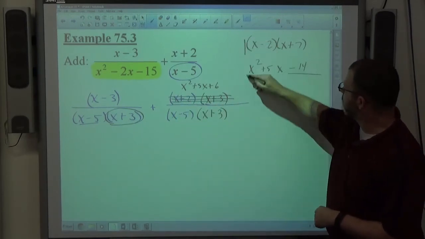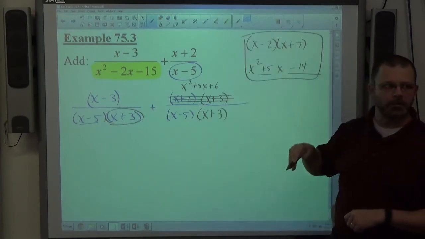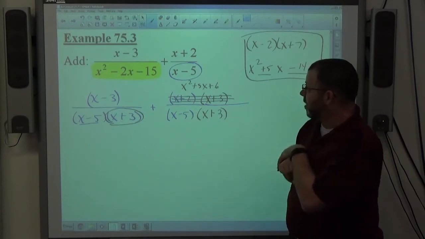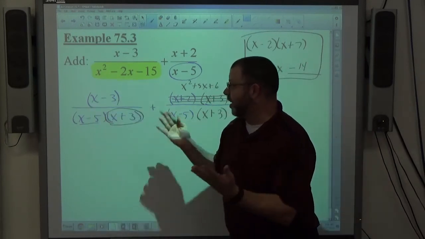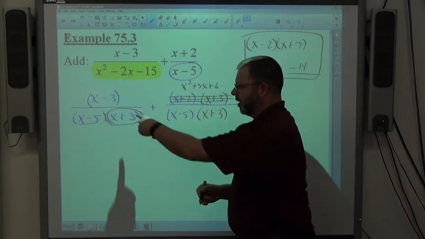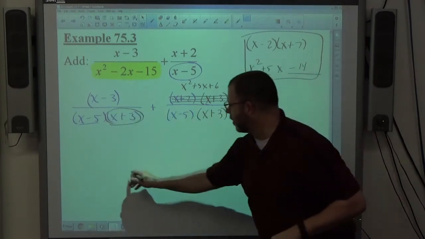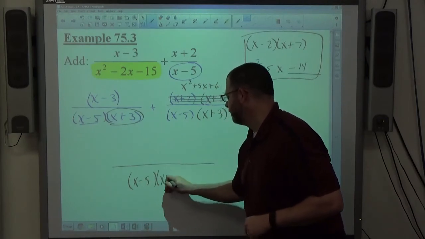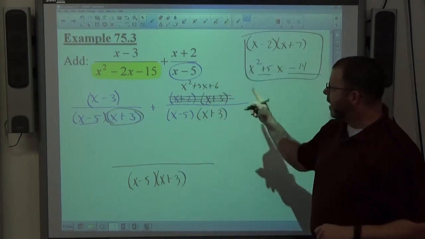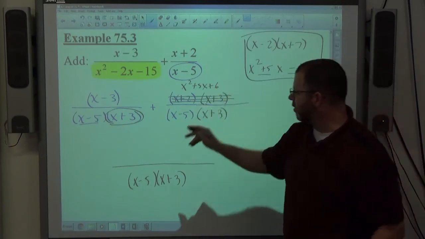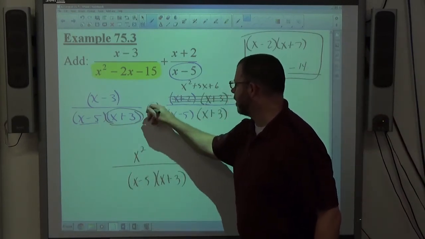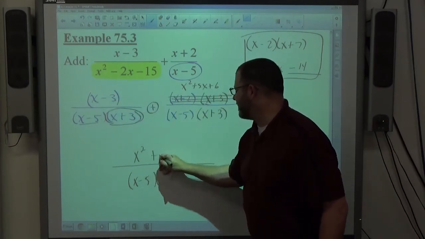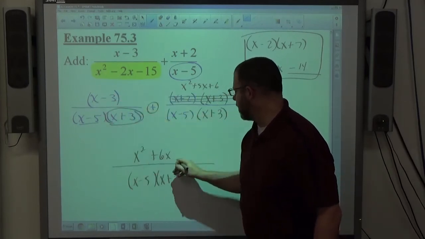That was just some random number I threw up there. That has nothing to do with this problem. So x plus 2 times x plus 3 is x squared plus 5x plus 6. x minus 3 is just x minus 3, right? Nothing being multiplied by that because the common denominator is already there. So altogether, my common denominator on the bottom, (x minus 5) times (x plus 3), is what it is. And on top, I just simply have to combine like terms. x squared, notice this is plus, so all these signs are what they are. x squared, x plus 5x makes plus 6x. 6 minus 3 makes plus 3.